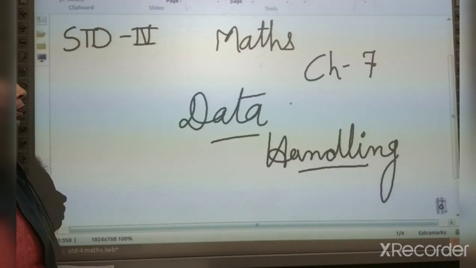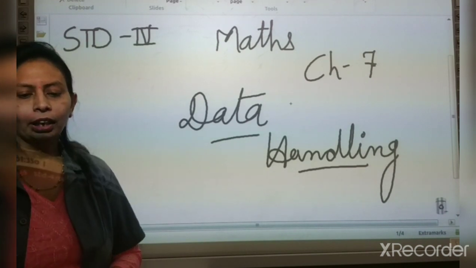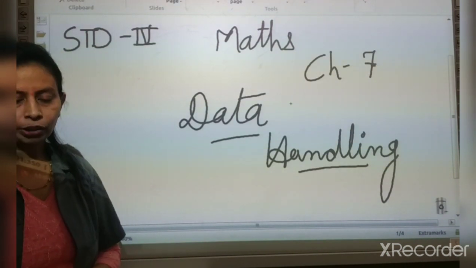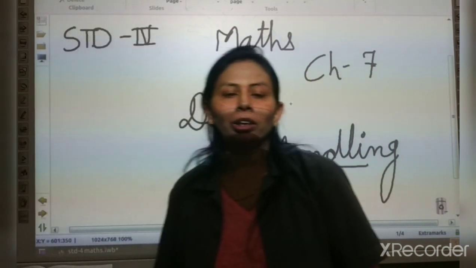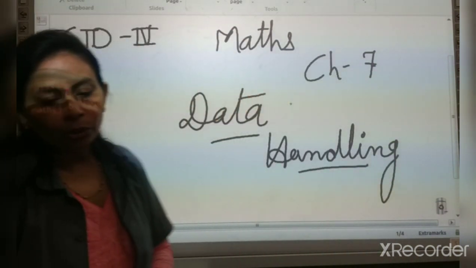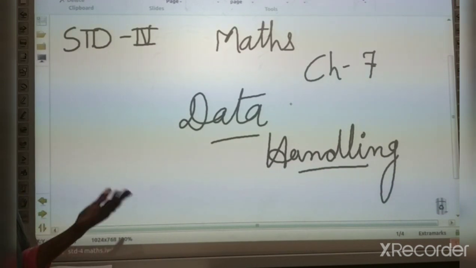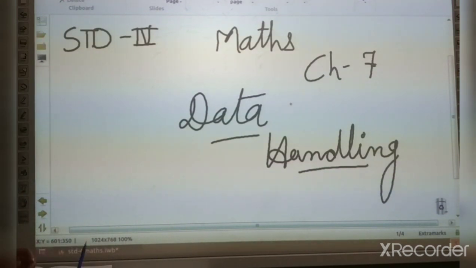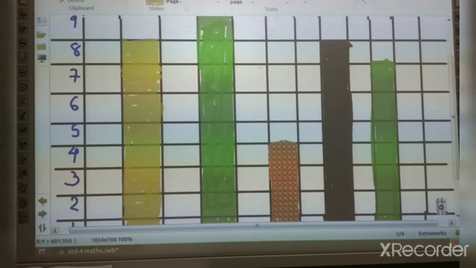Hello students, welcome to e-learning class. Today we are going to learn chapter 7, data handling. So first, what is data? Data means information, right? And data handling means sorting the information according to what is available. You learned the pictograph in the previous class, right? Now, in exercise 7.1, look at the bar graph.